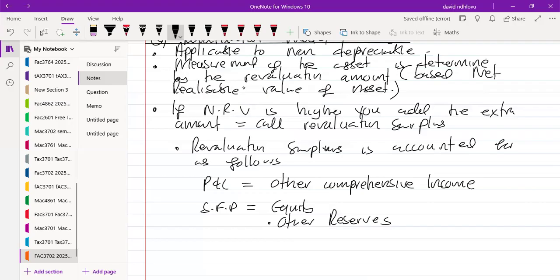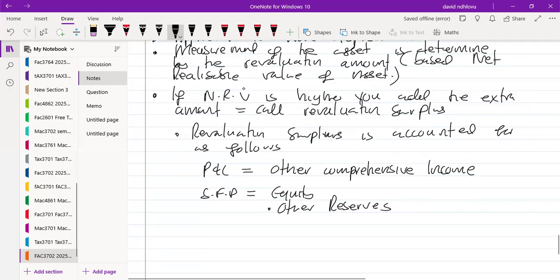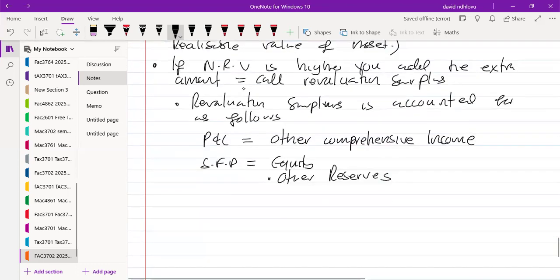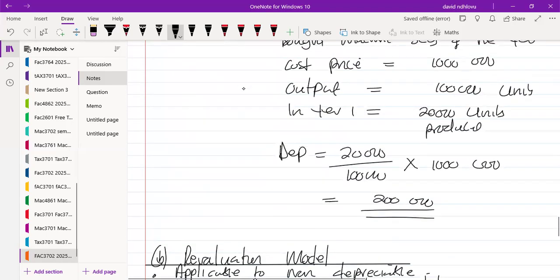Now remember, if your asset is now overvalued, maybe the market has crashed, you bought it for 1 million, but in the market the asset is now worth 700. The decrease in value would be a loss by the entity called impairment of the asset. We will deal with impairment later in the module. There is a topic specifically for impairment. So when it comes to the measurement of the asset, we are either using the cost model or the revaluation model.